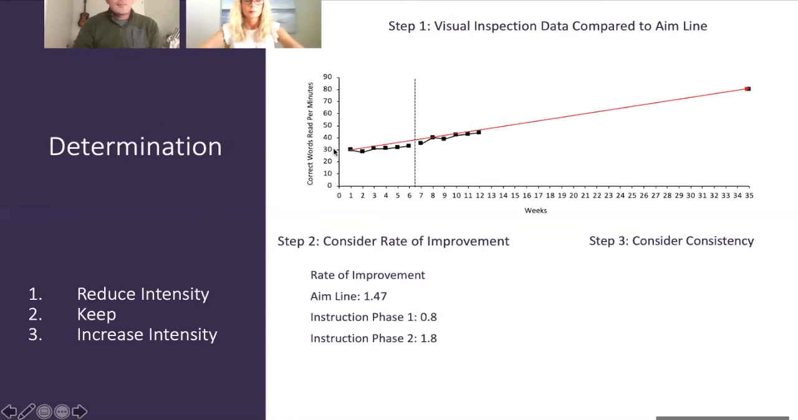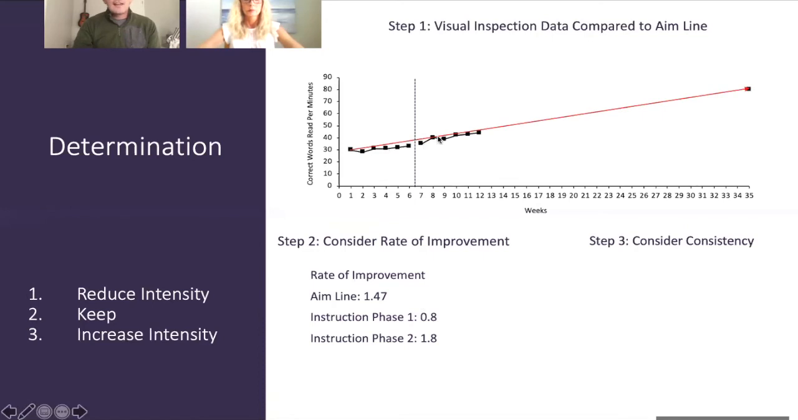So in this example, the team collected data for 6 weeks, and we saw that the last 5 data points were all below the aim line. We looked at the rate of improvement. It was 0.8. That was below the rate of improvement needed by the aim line. So the team considered all of those things and made the decision to increase intensity after the first phase.